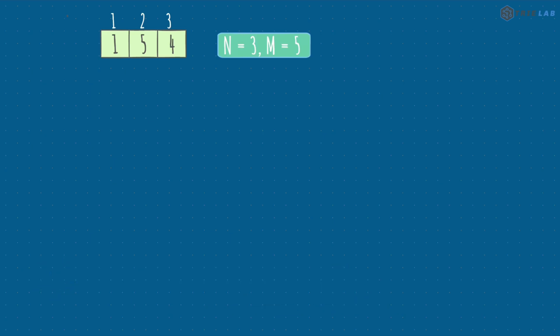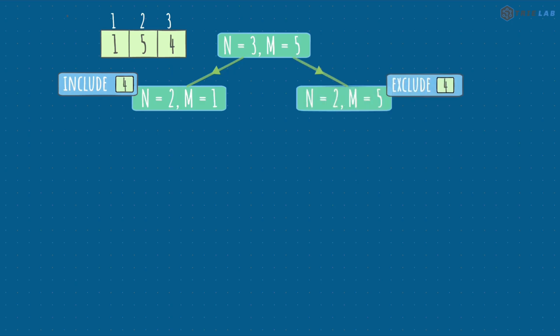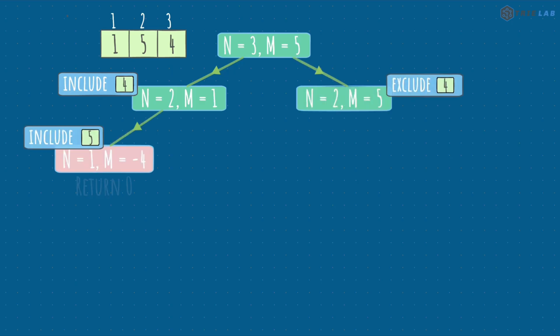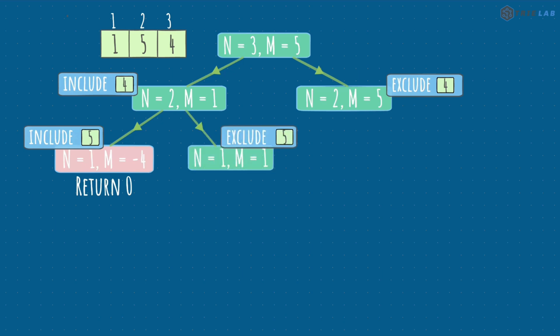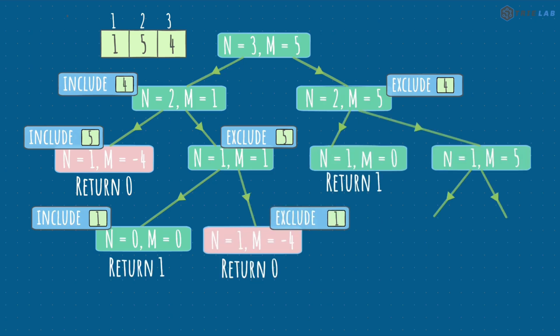So with n as 3 and the sum as 5, we find the number of possible ways of forming the sum by including the third element and by excluding it. Now with the third element included, we again do the same, where we find all the ways where we include the second element and we find all the ways where we exclude the second element, and so on. Finally, we reach the base case where m equals 0.